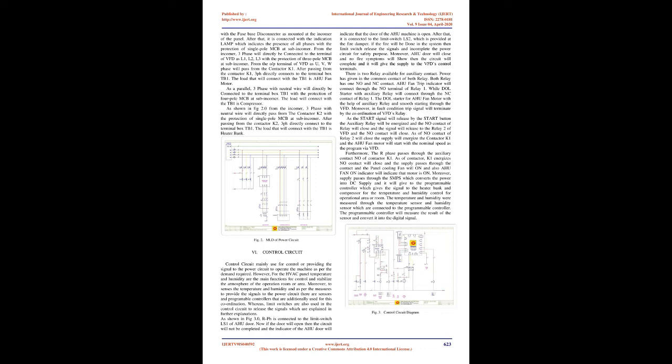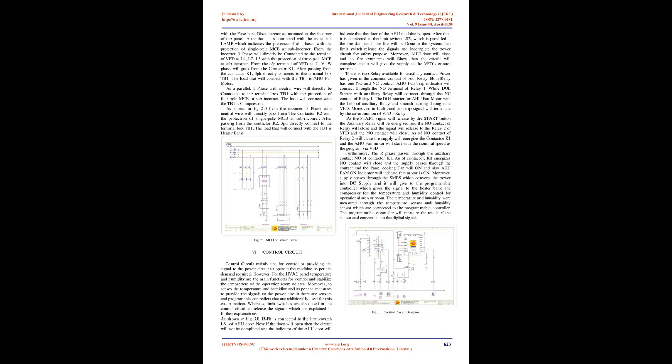As shown in Fig 2.0, the main power supply comes from the HVAC distribution panel, and it will distribute to three main loads of the HVAC electrical panel. The power circuit is isolated with the fuse base disconnector mounted at the incomer of the panel. After that, it is connected with the indication lamp, which indicates the presence of all phases, with the protection of single pole MCB at sub-incomer. From the incomer, three-phase will directly be connected to the terminal of VFD as L1, L2, L3 with the protection of three-pole MCB at sub-incomer.